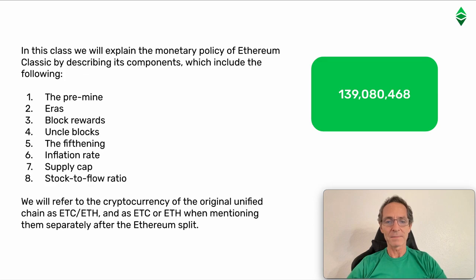In this class, we will explain the monetary policy of Ethereum Classic by describing its components, which include the following. 1. The pre-mine. 2. Eras. 3. Block rewards. 4. Uncle blocks. 5. The fifthening. 6. Inflation rate. 7. Supply cap. 8. Stock to flow ratio. We will refer to the cryptocurrency of the original unified chain as ETC/ETH and as ETC or ETH when mentioning them separately after the Ethereum split.